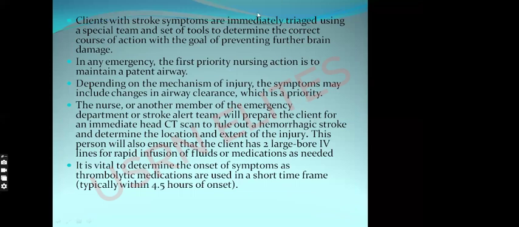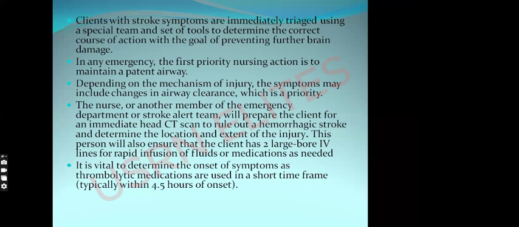Clients with stroke symptoms are immediately triaged using a special team and set of tools to determine the correct course of action, with the goal of preventing further brain damage. In any emergency, the first priority nursing action is to maintain a patent airway. Remember, we've said it in our previous lessons. You always use your ABC approach, except in cases of cardiopulmonary resuscitation, where we use CAB rather.